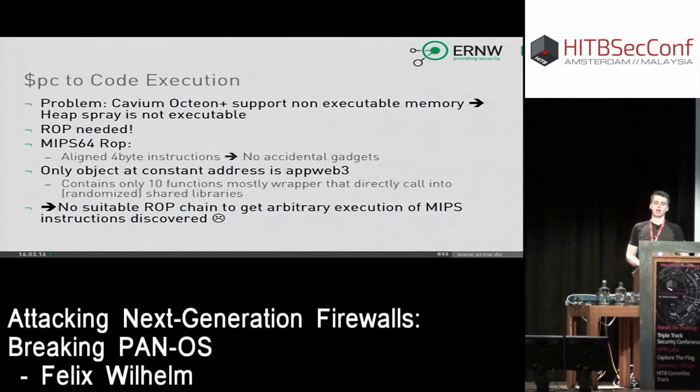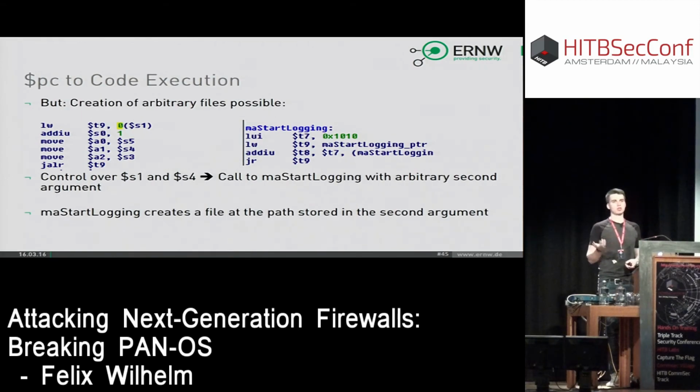And it gets more ugly because the only object that's at a constant address is this AppWeb3 web server, which only contains 10 functions. So most of them are simply wrapper functions that directly call into the shared library, and all of those are randomized again. So we didn't find a complete ROP chain to get arbitrary code execution just by using a ROP chain, but we discovered a ROP chain that gives us the possibility to create arbitrary files.